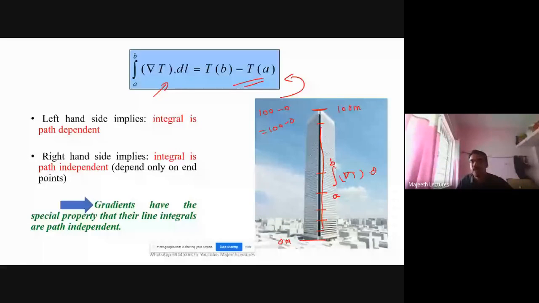So del T, I told you, gradient gives the maximum change, right? If you go in this way only, it is giving the maximum change. Suppose you go like this, it is not a maximum change. Only if you go this way, it is a maximum change. So this is the first point you have to remember. The gradient theorem relates a line integral and its endpoints, and it is independent of the path. You see, the integral is independent of path. I can find it using only the endpoints, right?